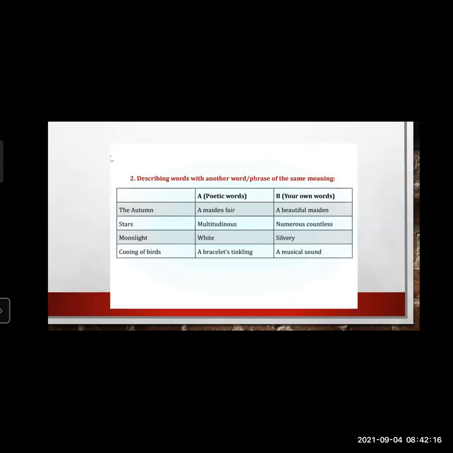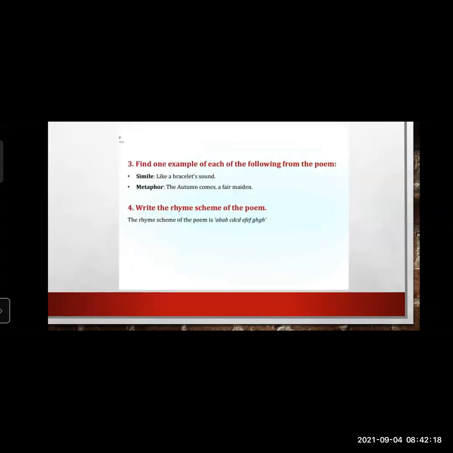The next question, find an example of each of the following from the poem. Simile. The use of simile in the poem, we have seen the line like a bracelet sound. Second one is metaphor. The autumn comes a fair maiden. This is the use of metaphor in the poem. We have seen more examples of metaphor in the poem. In the next we have seen that her silken robe is white moonlight. So this is also an example of metaphor. You can write any example.